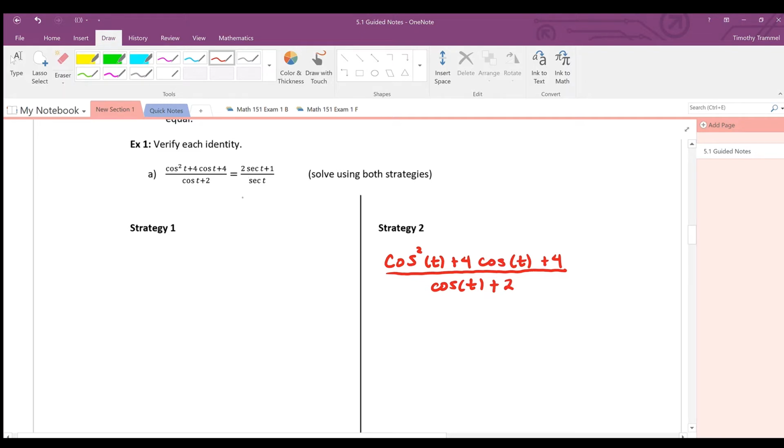When we're verifying these identities, the whole point is we're trying to show that this relationship's true. We can't start off with this. And when I say this, I mean we can't start off by saying these two things are equivalent.